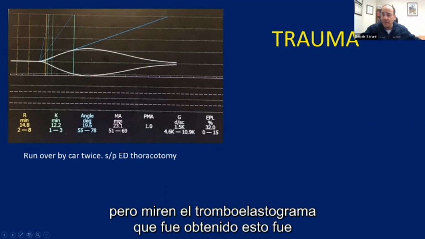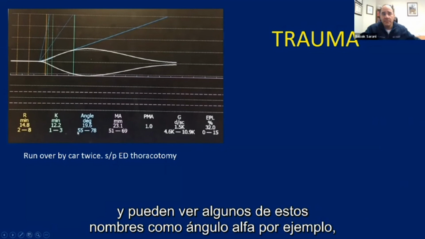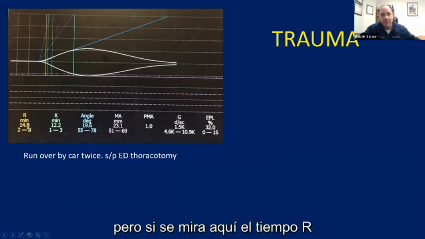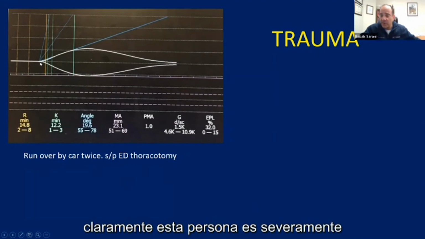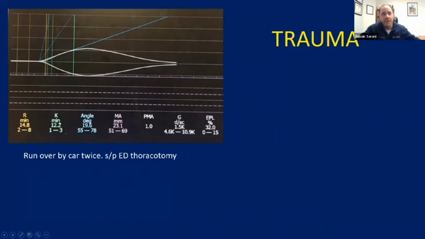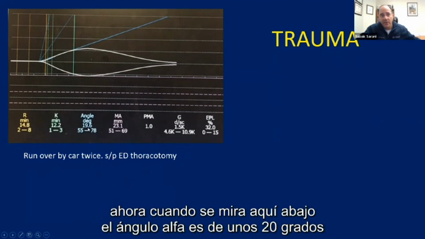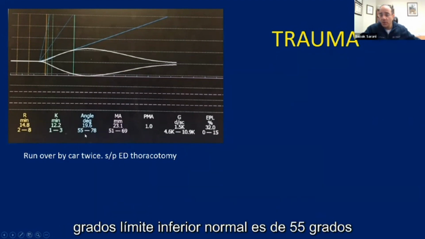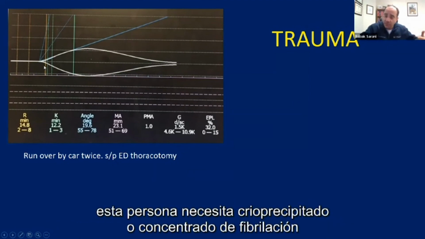But look at the thromboelastogram that was obtained. This is now several years ago. We're using the TEG 5000 system, and you can see some of these names like alpha angle, for example. But if you look over here, the R time, you can see the R time is 15 minutes long. The upper limit of normal is 8. Clearly, this person is severely coagulopathic and needs plasma. In addition, the alpha angle looks very shallow. When you look down here, the alpha angle is about 20 degrees. Normal lower limit is 55 degrees. So this person is also severely hypofibrinogenemic and is not really able to make clot. This person needs cryoprecipitate or fibrinogen concentrate.